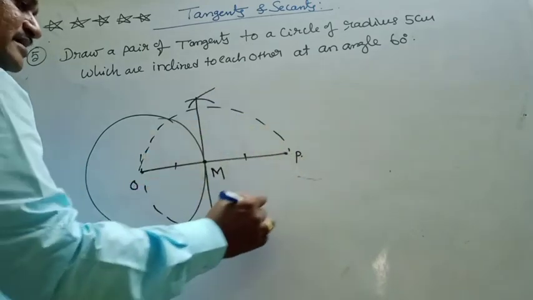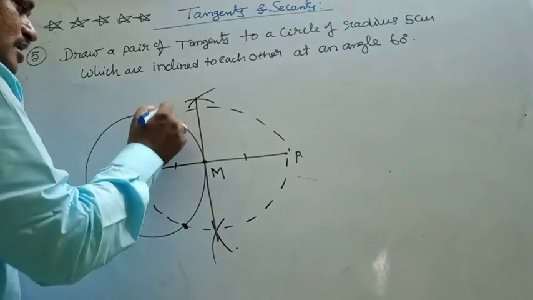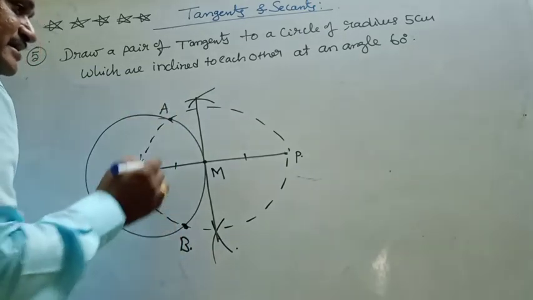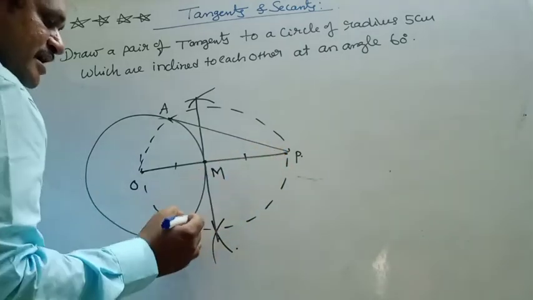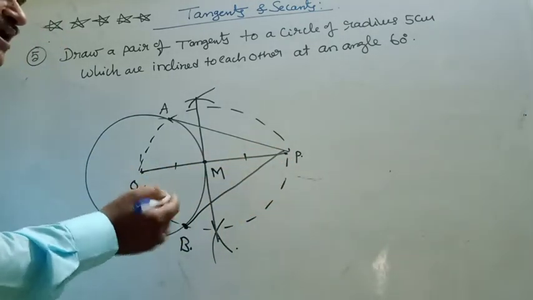If you draw the circle, it will intersect the given circle at 2 points. You call those A and B. Now you join PA and you join PB. Now PA and PB are the two required tangents.